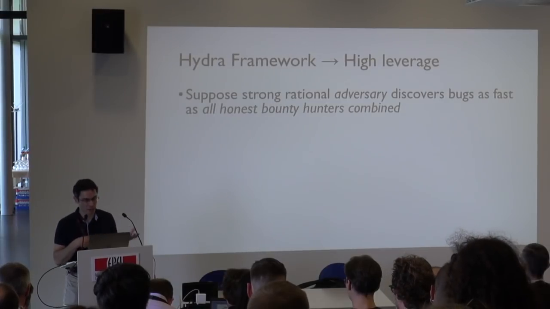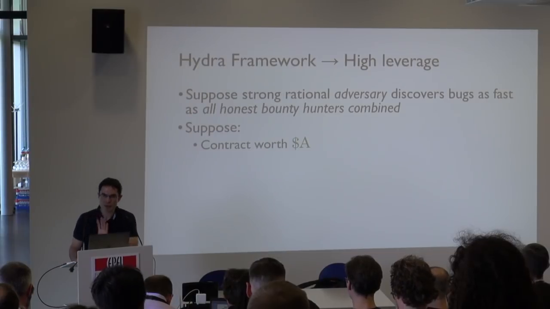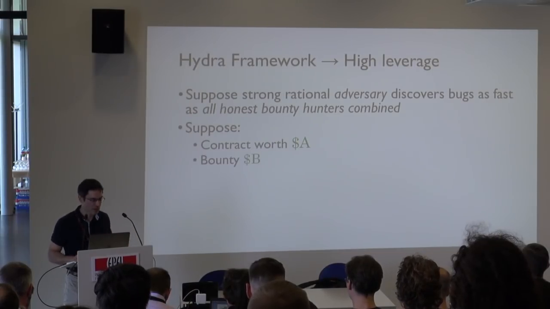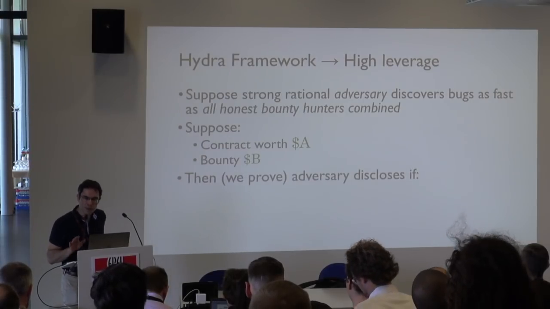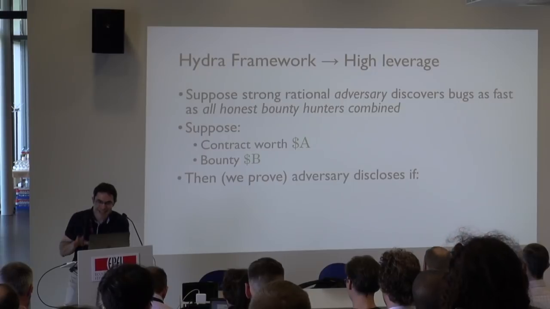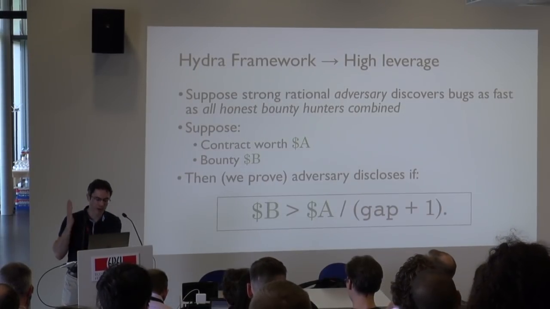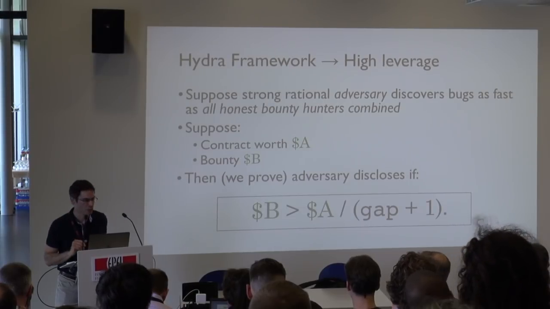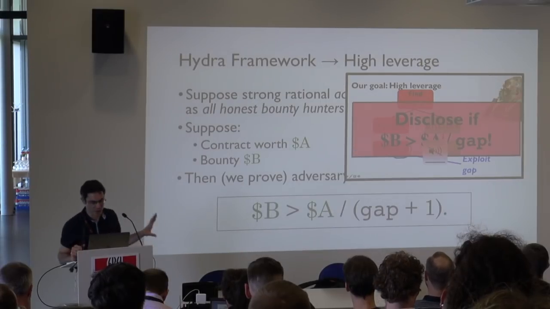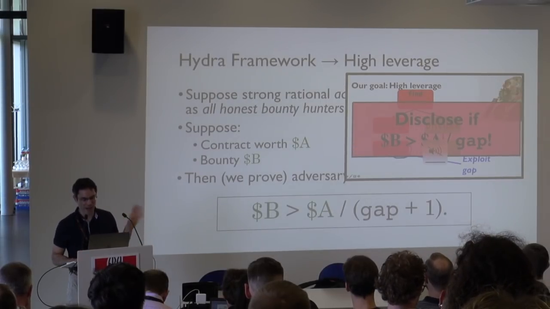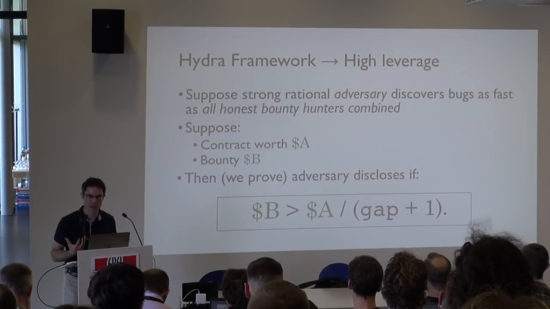We can modify this assumption. We get slightly different results, of course. Let's suppose, again, we've got a contract worth $A in terms of exploit value and a bounty of $B. What we're able to prove is that an adversary is incentivized to disclose as long as the bounty is greater than A divided by gap plus 1. So essentially, we got what we wanted. Namely, the adversary will disclose if B is greater than A divided by the gap plus this tiny constant. So we get high leverage.